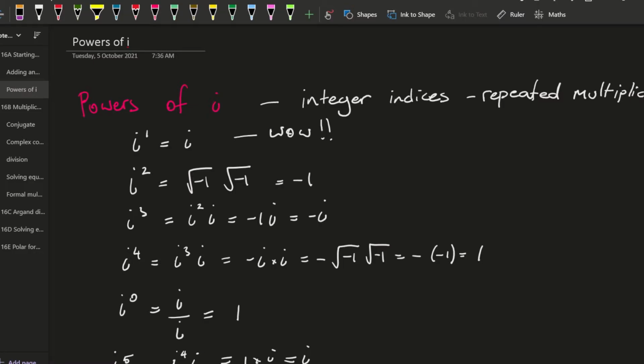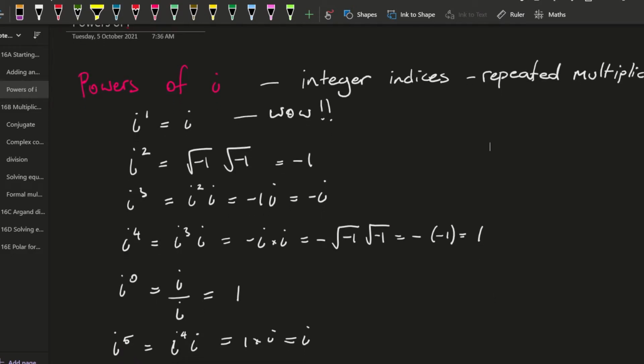And i to the 0 is just i divided by i, which is 1. And i to the 5 is i to the 4 times i. So we're going back to i. So you can see that 0 is a multiple of 4, and they're the same number. You can also see that 5 is 4 plus 1, and 1 is obviously 0 plus 1.